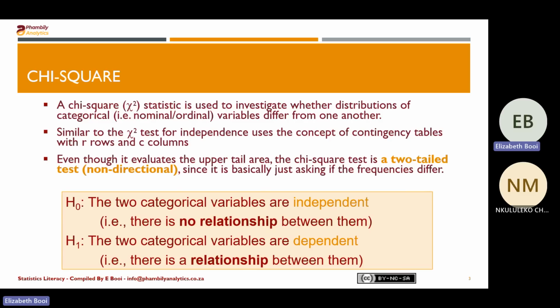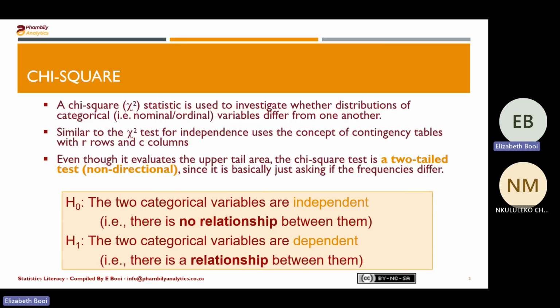Even though your chi-square test evaluates the upper tail area, you will see when we make the decision, we are only going to look at the upper tail area, which is a one-sided area, but your chi-square test is always a two-tailed non-directional test.